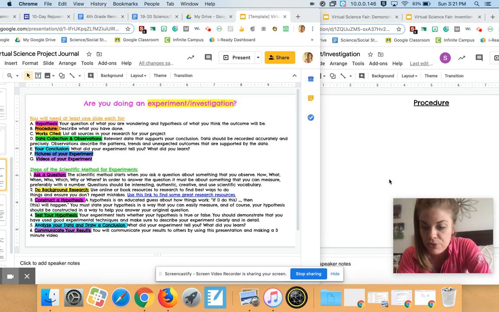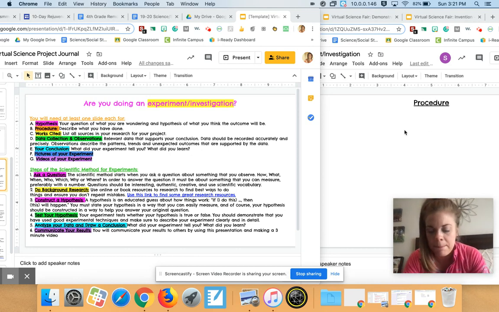So whatever your slide 3 is, whether you're doing an experiment, demonstration, or research project or invention, I'm going to go through them in that order with you. Okay, so if you're doing an experiment or investigation, your next slide, which is slide 3, will be your procedure. Okay, so it's going to look like this. It's just a blank slide with procedure on top.